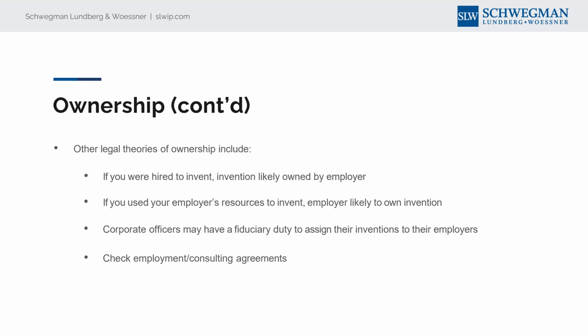If you're a corporate officer, this one's a little wonky, but if you do some inventions and they're at least tangentially related to your company, you might have a fiduciary duty to assign. That one's a little rare, but it can come up. So if you are an employee doing some inventive work, or you're managing employees, be sure to check consulting agreements or your employment agreement to see what the rights are in assigning a patent or not.